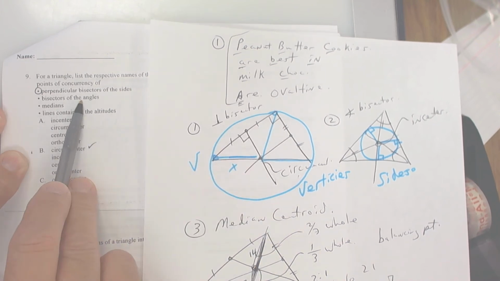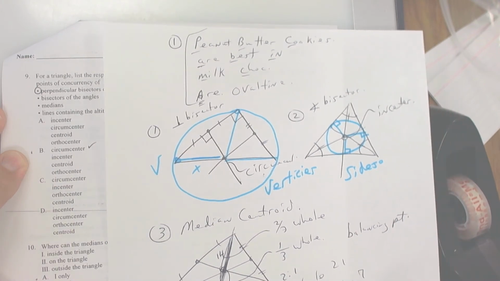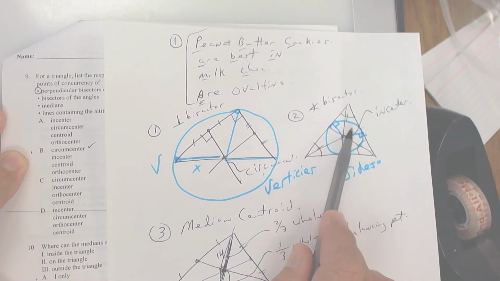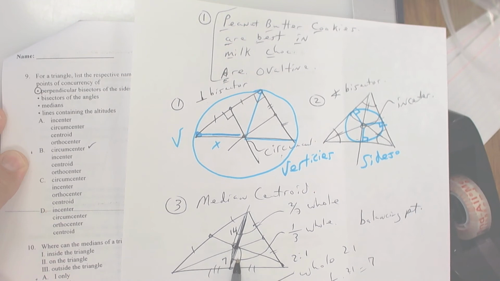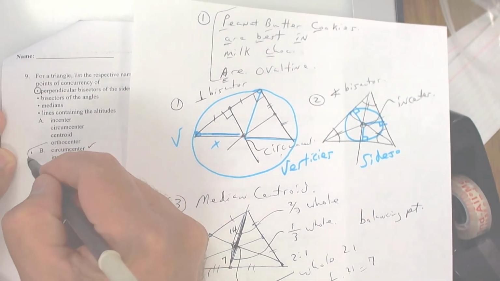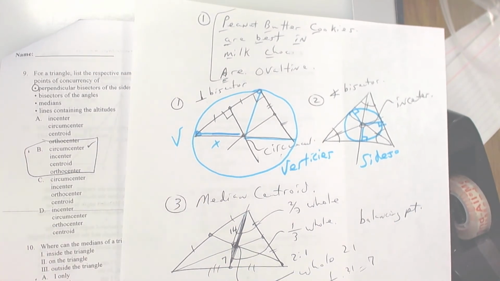The bisectors of an angle, the angle bisectors, that would be the incenter, okay? The next one is the medians. The medians is the centroid. It's got to be this one right here, okay? All right, let's keep going.